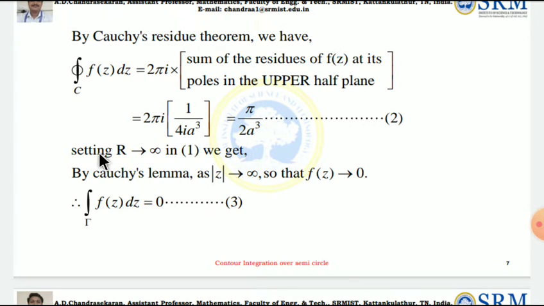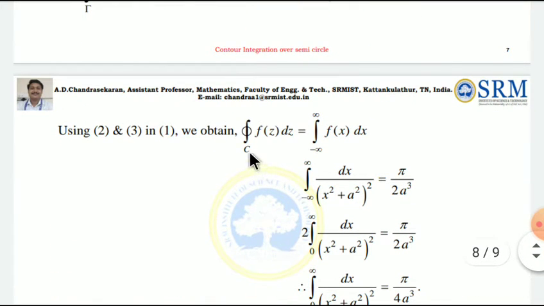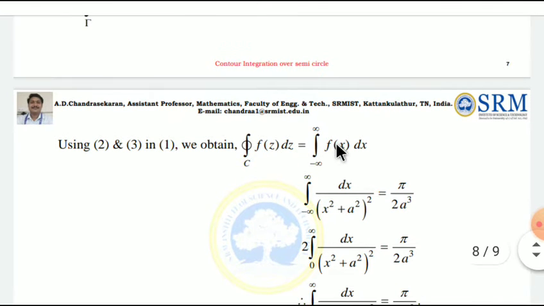Now let us assume that the radius tends to infinity in equation number 1. By Cauchy's lemma, as mod z tends to infinity, obviously when the radius tends to infinity, f of z tends to 0, so that the integral over gamma of f of z dz equal to 0. So now I would like to use 2 and 3 in the first equation. That means we get integral over c f of z dz is equal to integral, what is r here? R tends to infinity.